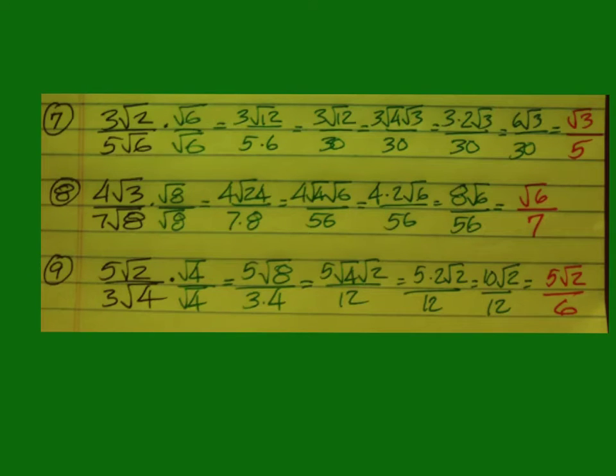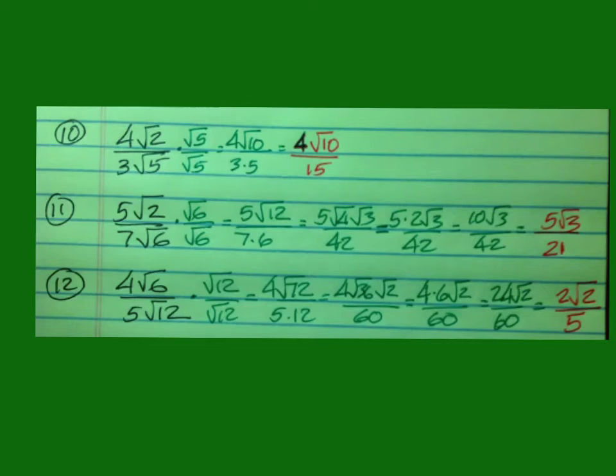7 is square root of 3 over 5. 8 is square root of 6 over 7. 9 is 5 square root of 2 over 6. Ten is 4 square root of 10 over 15. 11 is 5 square root of 3 over 21. 12 is 2 square root of 2 over 5.